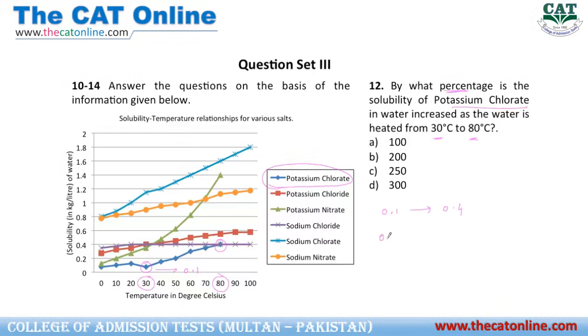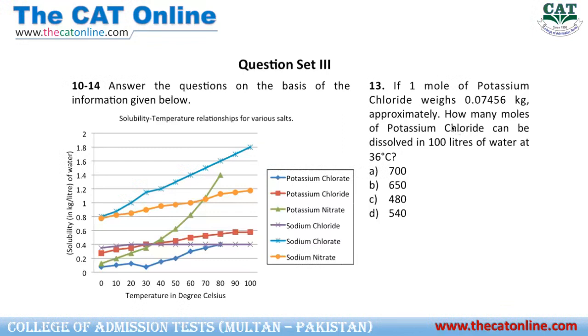So what is the formula? The final value minus the initial value, divided by the initial value, into 100. So this gives you a nearly 300 percent increase. So the correct answer option here is the D part. Let's look at the next question in the set.